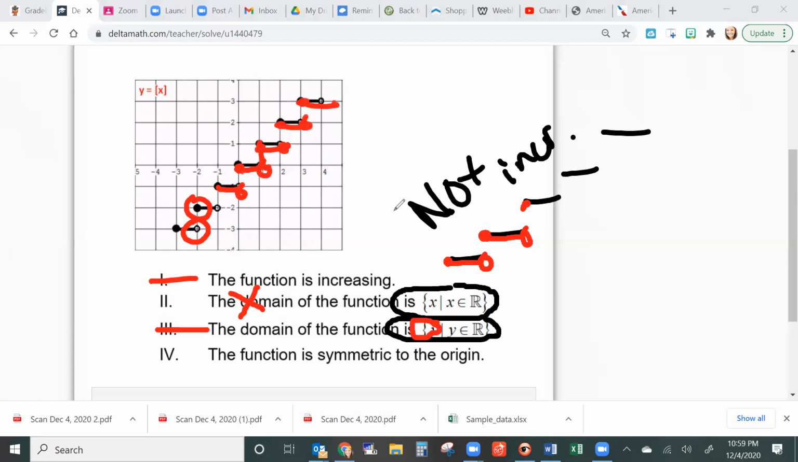So your domain on this actually is all real numbers. That actually is the correct domain, even though it is kind of weird because it jumps around and stuff. That is correct.